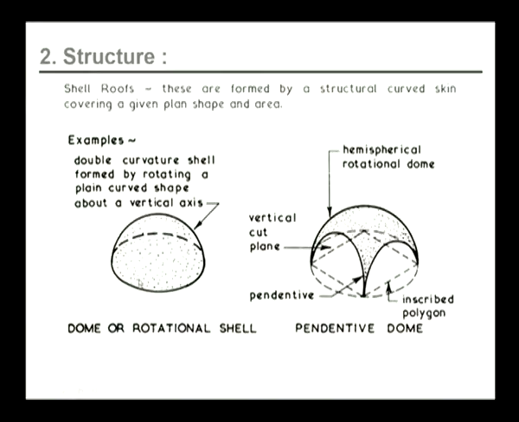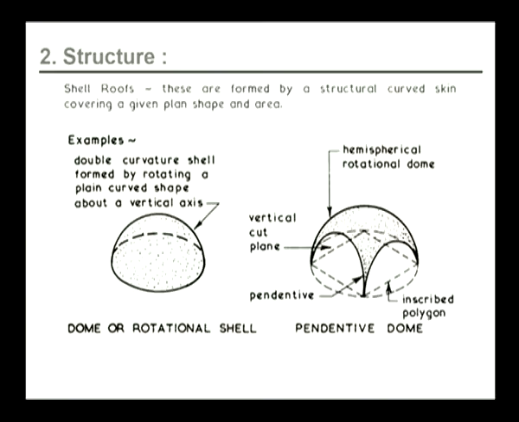In this dome, as we can see, there is an inscribed polygon. This dome looks like a normal dome that is cut vertically through all the four sides of the inscribed polygon. So you can see here this arch looks like a vertical plane along the edge of this inscribed polygon has cut a simple dome. So this is how a pendentive dome is formed.